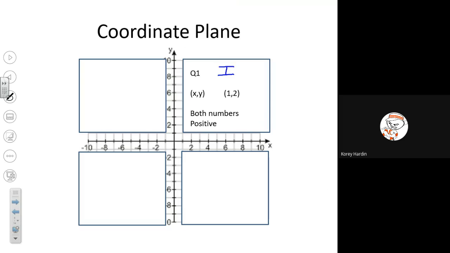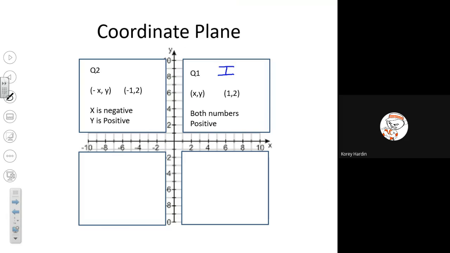Now, the thing about quadrant 1 is the X and the Y are going to be positive numbers. So both the numbers are positive. If I'm looking for something in quadrant 1, both my numbers are going to be positive.